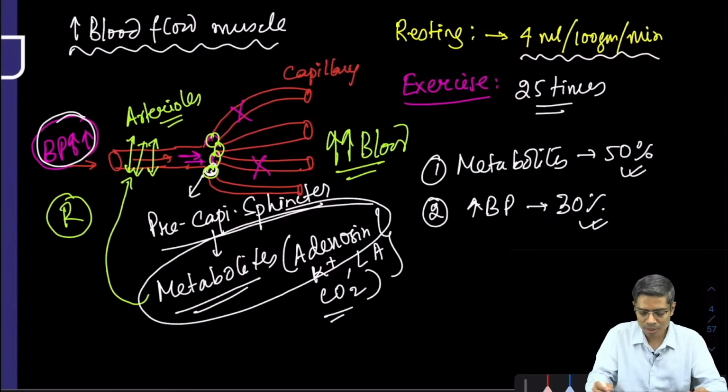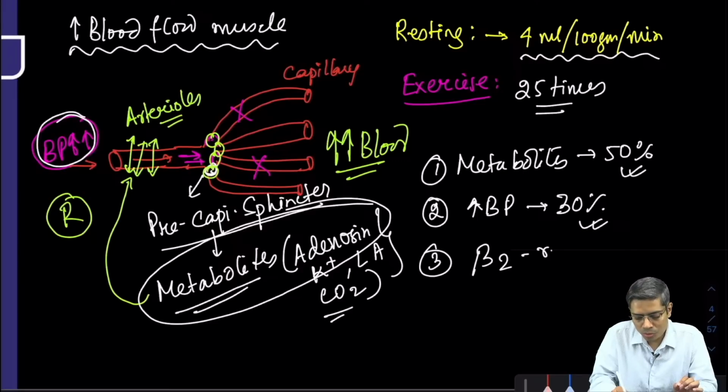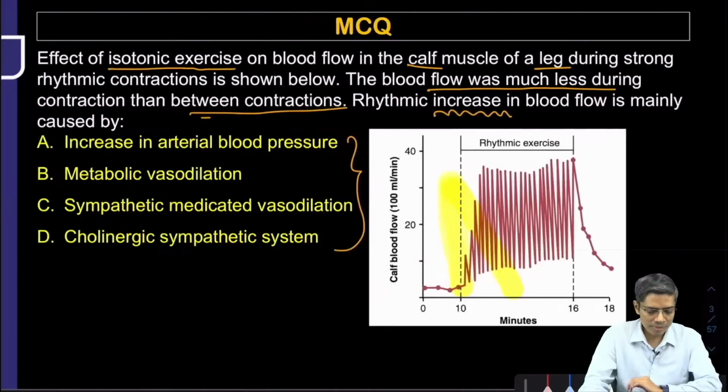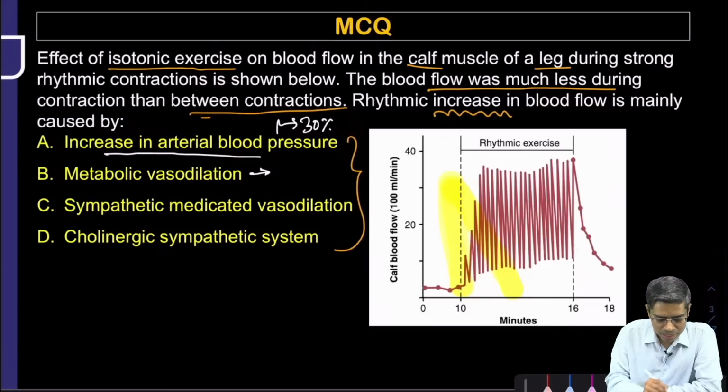second contribution is increased blood pressure, and the third contribution is sympathetic mediated vasodilation into the muscle by beta 2 receptor. All of you know that alpha receptor will cause vasoconstriction, but skeletal muscle mainly has beta 2 receptor, because of which whenever the sympathetic is stimulating this beta 2 receptor, vasodilation will happen. So if I go back to the question, increased arterial blood pressure is responsible for 30% contribution, metabolic vasodilation 50% contribution, sympathetic mediated beta 2 mediated vasodilation, the remaining approximate 10 to 20% contribution.